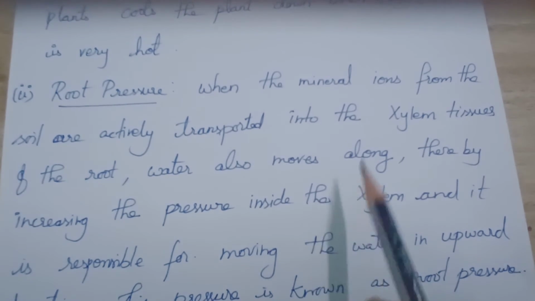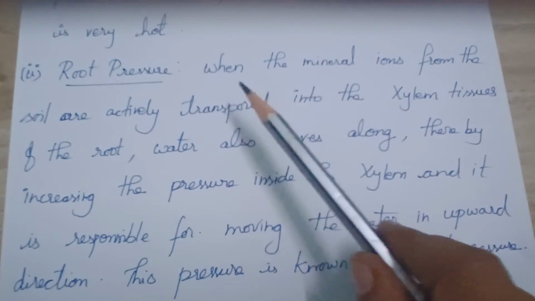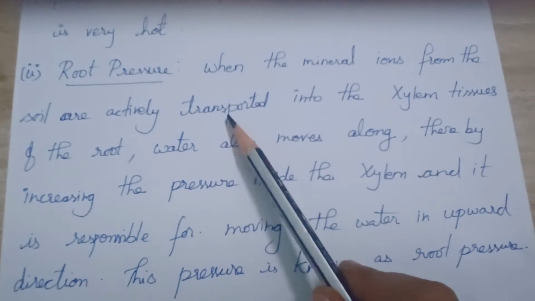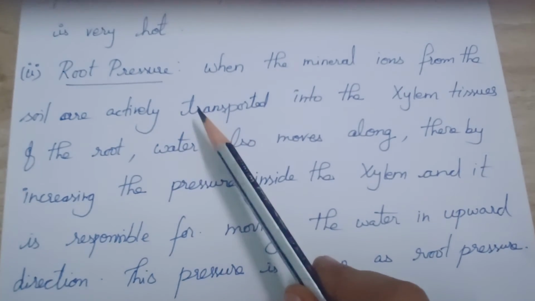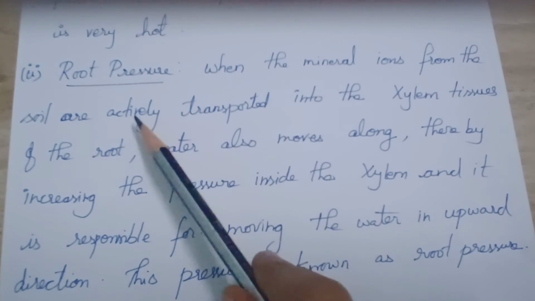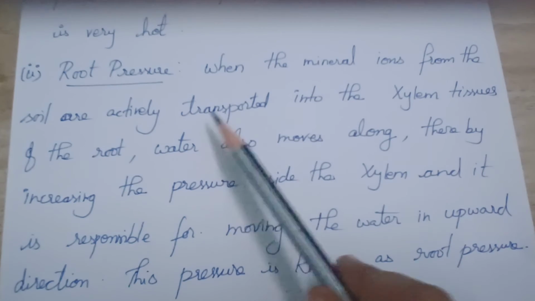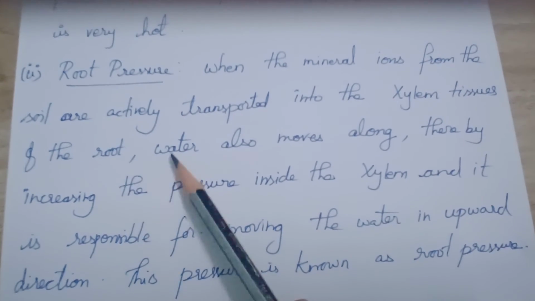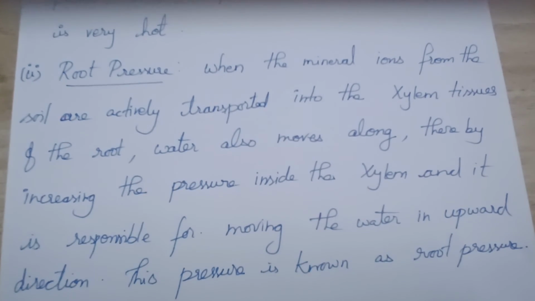Clear on this? Now you will study what is root pressure. When the mineral ions from the soil are actively transported. Actively transported means it needs some energy to absorb the ions. Okay, so the cells are very active and it helps in the absorption of ions into the xylem tissue of the root. Along with that, to maintain the concentration, because once the ions are absorbed, there is more concentration of ions inside the root. Okay, and outside, it will be very less.